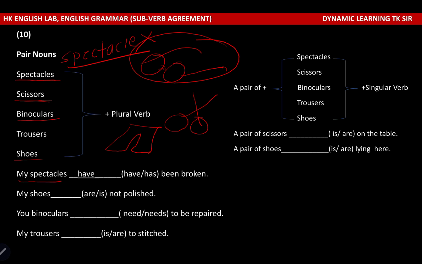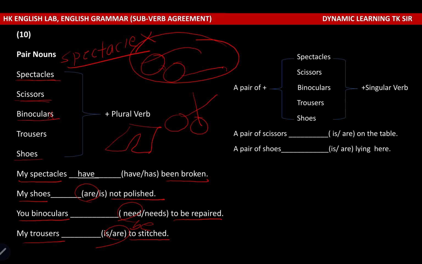So my spectacles have been broken. My shoes are not polished. Your binoculars dash to be repaired, need to be repaired. I have told you needs is the singular, need is the plural. My trousers are to be stitched. Okay, but one thing, you can make them singular, but to make them singular you can't cut s from here.